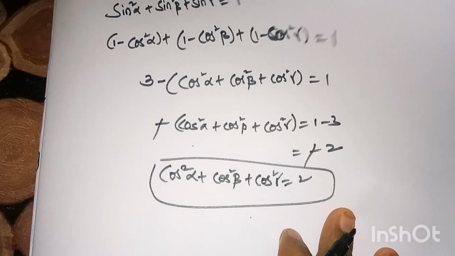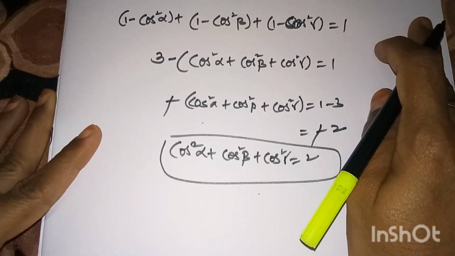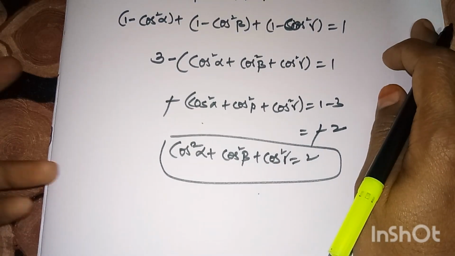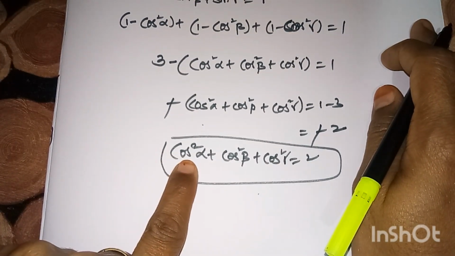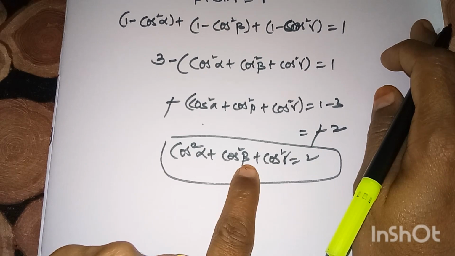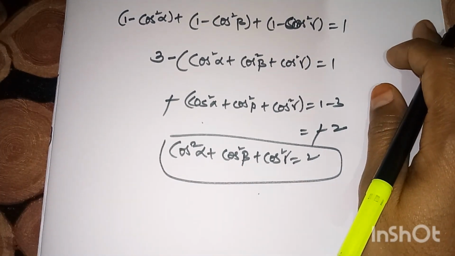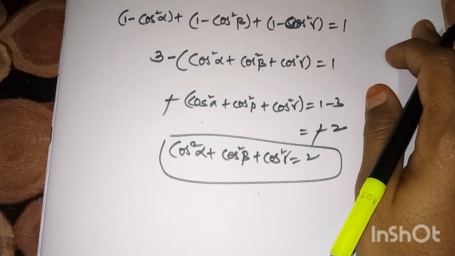How easily you can find this. Similarly, if they have given this value and you have to find that value, replace in the same way: 1 minus sin square alpha plus 1 minus sin square beta plus 1 minus sin square gamma. You will get the other answer, that is, the answer will be 1.